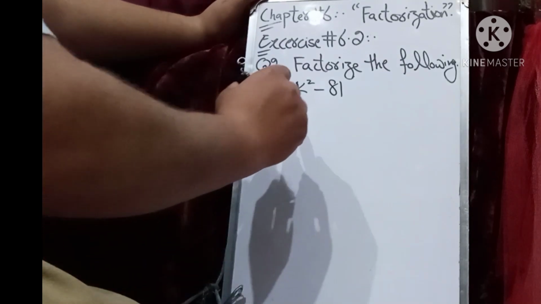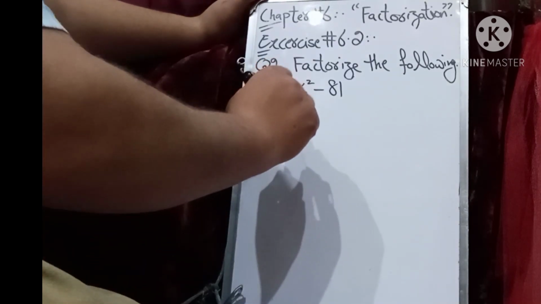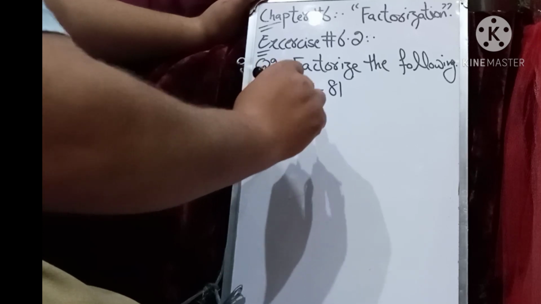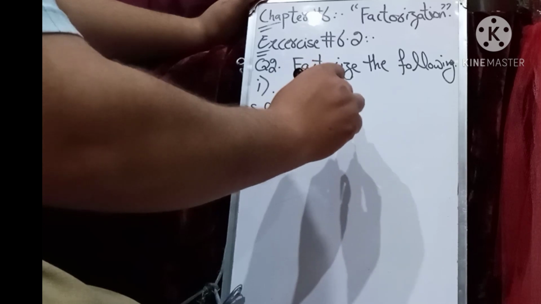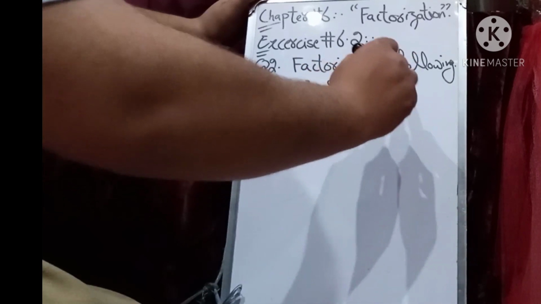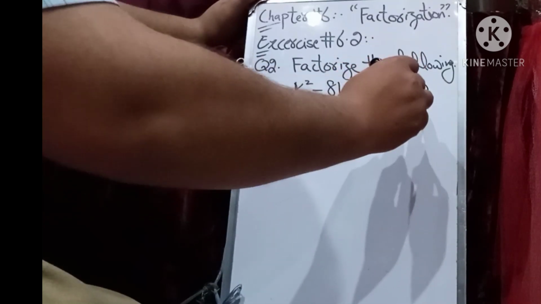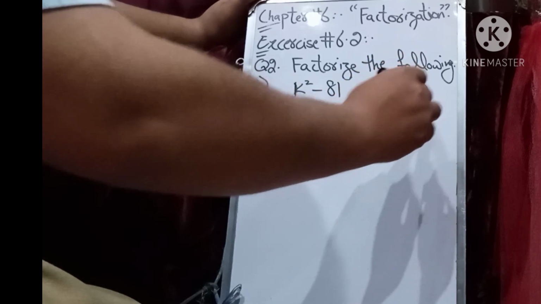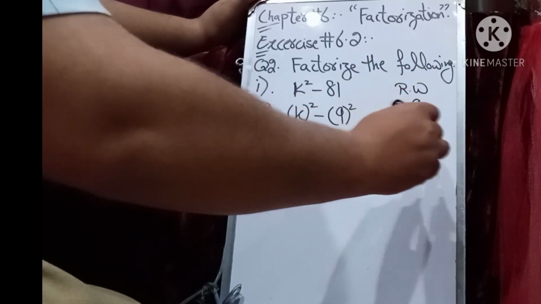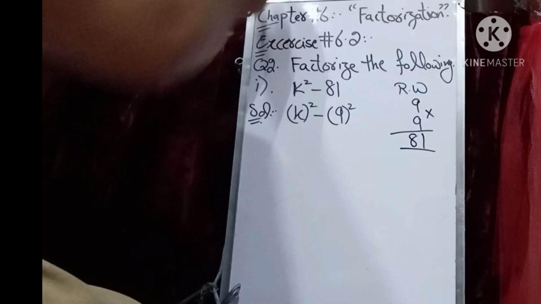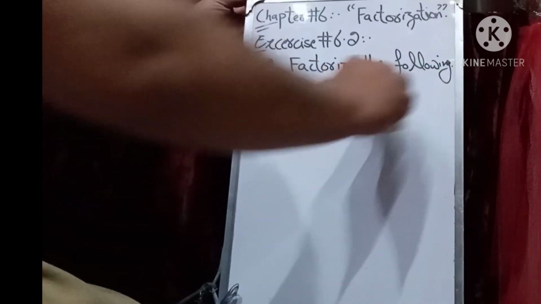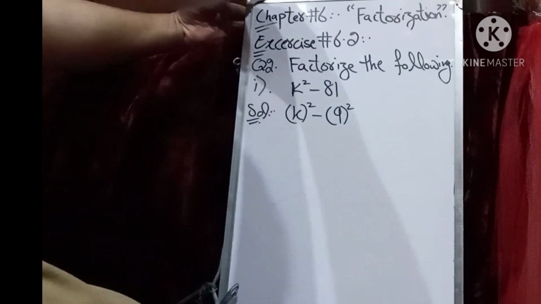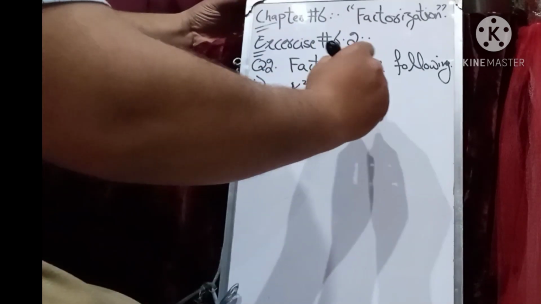The next question number 2, there is a part k square minus 81. You should have to factorize it. So we know the formula of a square minus b square, which is equal to (a plus b) and (a minus b). So this formula is going to be used over here. So 81 is the perfect square of 9. So you can write 9 whole square instead of 81.